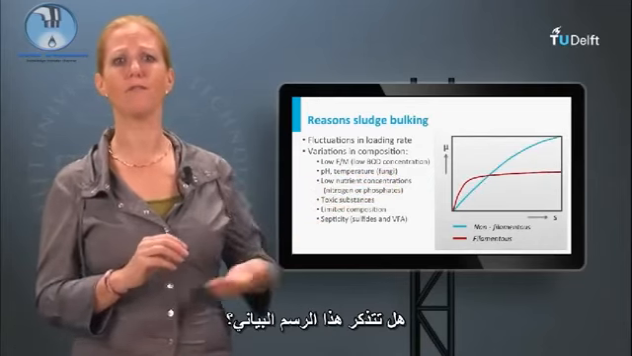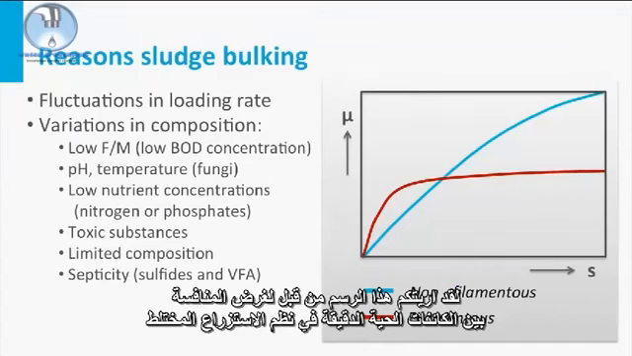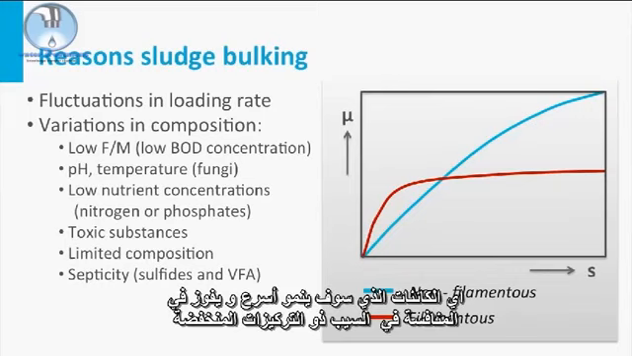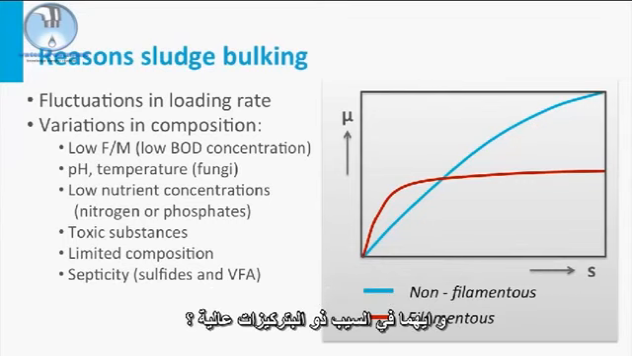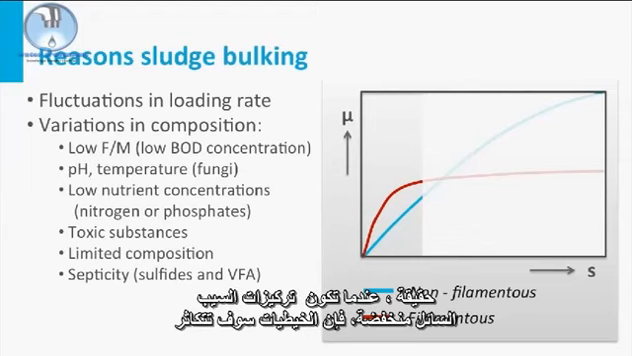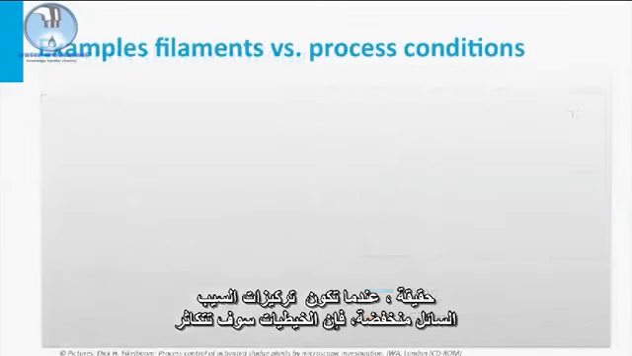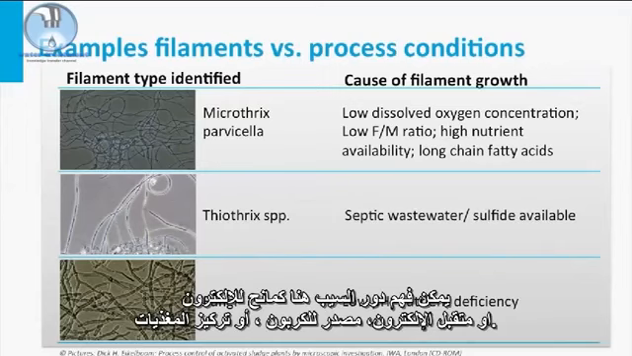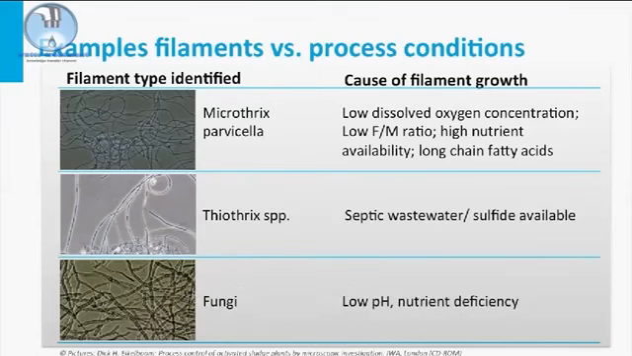Do you remember this graph? I showed you this one before on the competition of microorganisms in mixed culture systems. Which organism will grow fastest and win the competition at low substrate concentrations? And which one at high substrate concentrations? Indeed, as substrate concentrations in the bulk liquid are low, the filaments will proliferate. Substrate can be understood here as electron donor, electron acceptor, C source, or nutrient concentration.